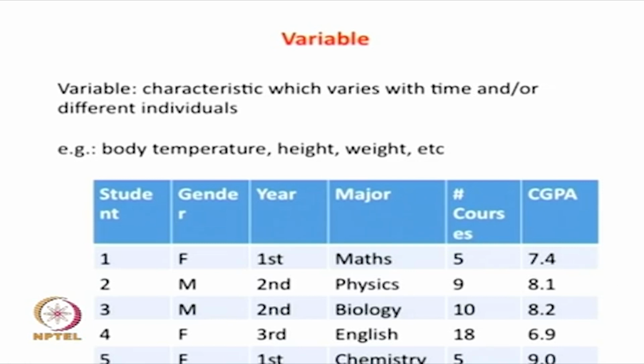But CGPA is a fraction. It is a number which depends on your total CGPA. It can vary anywhere between 0 and 10, let us say.